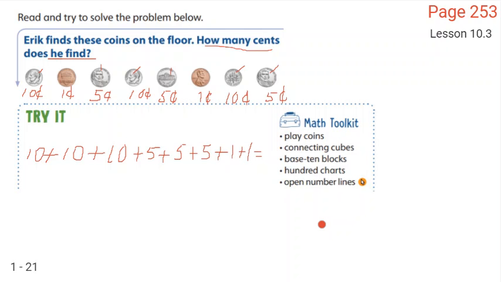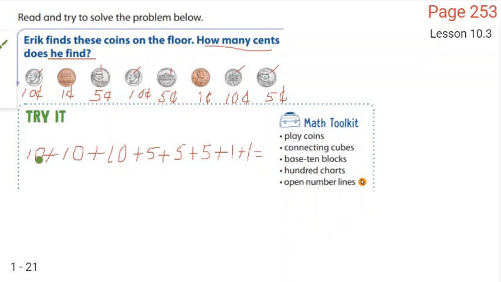Okay, now there's different ways to do this. There's a hundreds chart where you can start adding things up. Play coins, you can add things up. An open number line. I'm going to show you 2 different ways. We're going to use our knowledge of counting by tens and by fives first, and then I'm going to show you an open number line quickly. Okay, I'm going to change my color.